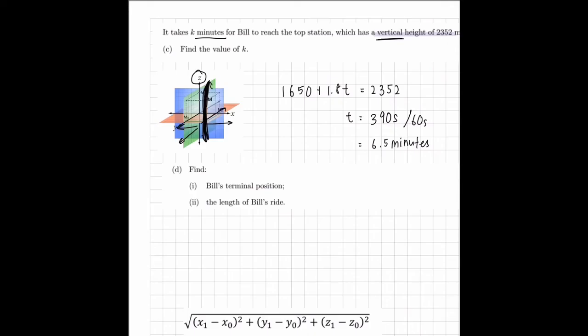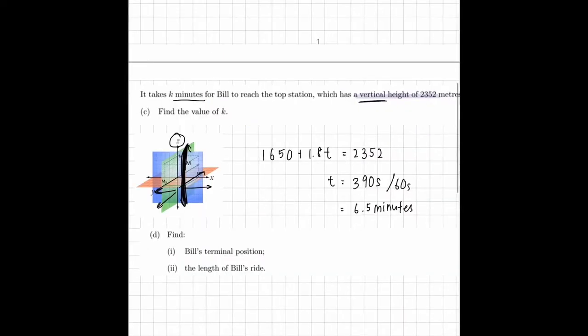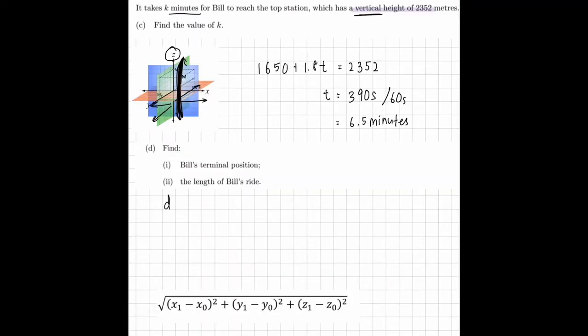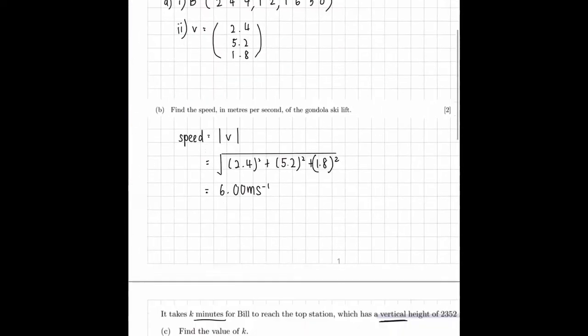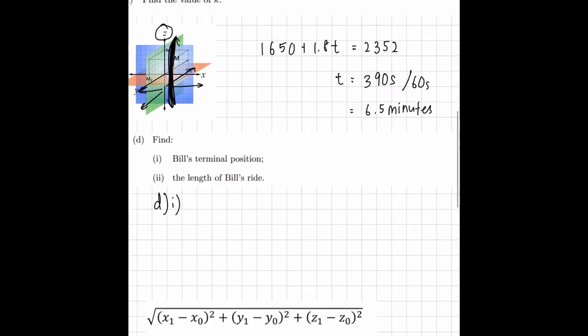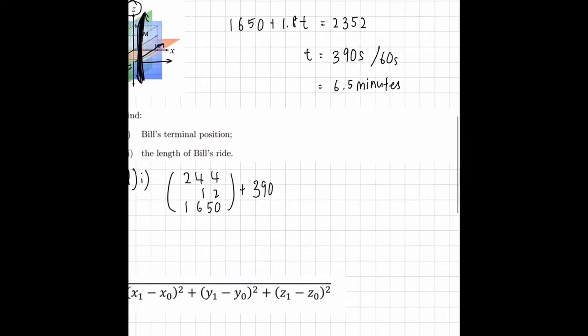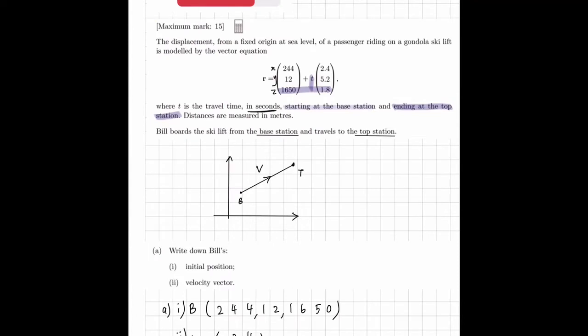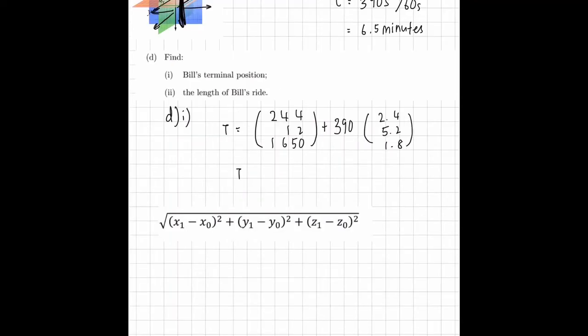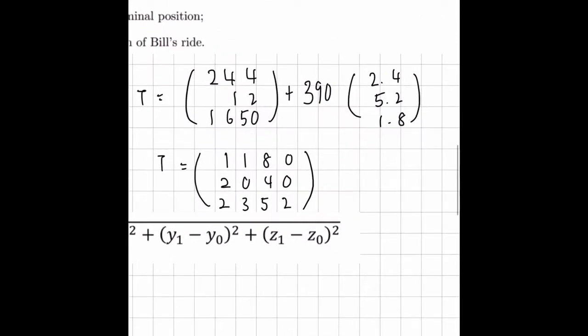For the next question, it asks to find Bill's terminal position. From the previous question, we already found how long it takes for Bill to reach the top station. So all we do now is substitute this time into the given equation so that we can get the terminal position. Remember to use the 390 and not 6.5 because the equation uses the time in seconds, as stated over here. In the end, we will get 1180, 2040, and 2352. To run you through, you can straight away put into the GDC 244 plus 390 times 2.4, and you'll get this value, and you repeat the same for the other two equations.